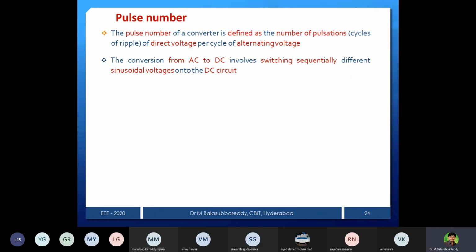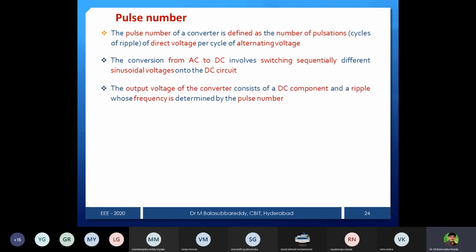Obviously, the switching instants are different. The voltage waveform also will differ. The output voltage of the converter consists of a DC component and ripple, whose frequencies determine the pulse number. Suppose we consider a 6 pulse converter. Now, what is the ripple frequency? 6 times the supply frequency. So that we can represent as the ripple frequency.